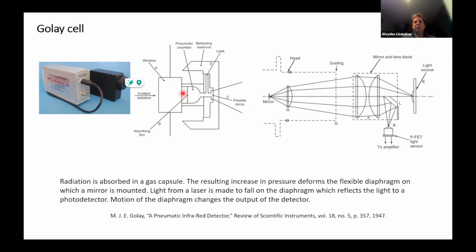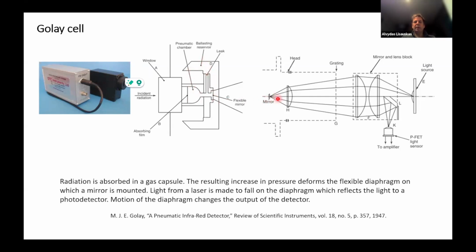Then the power comes in and heats the gas in the pneumatic chamber. By this, we have a flexible mirror. The gas expands and pushes that flexible mirror. And just to avoid breaking of that mirror, there is a leak with an additional ballasting reservoir.